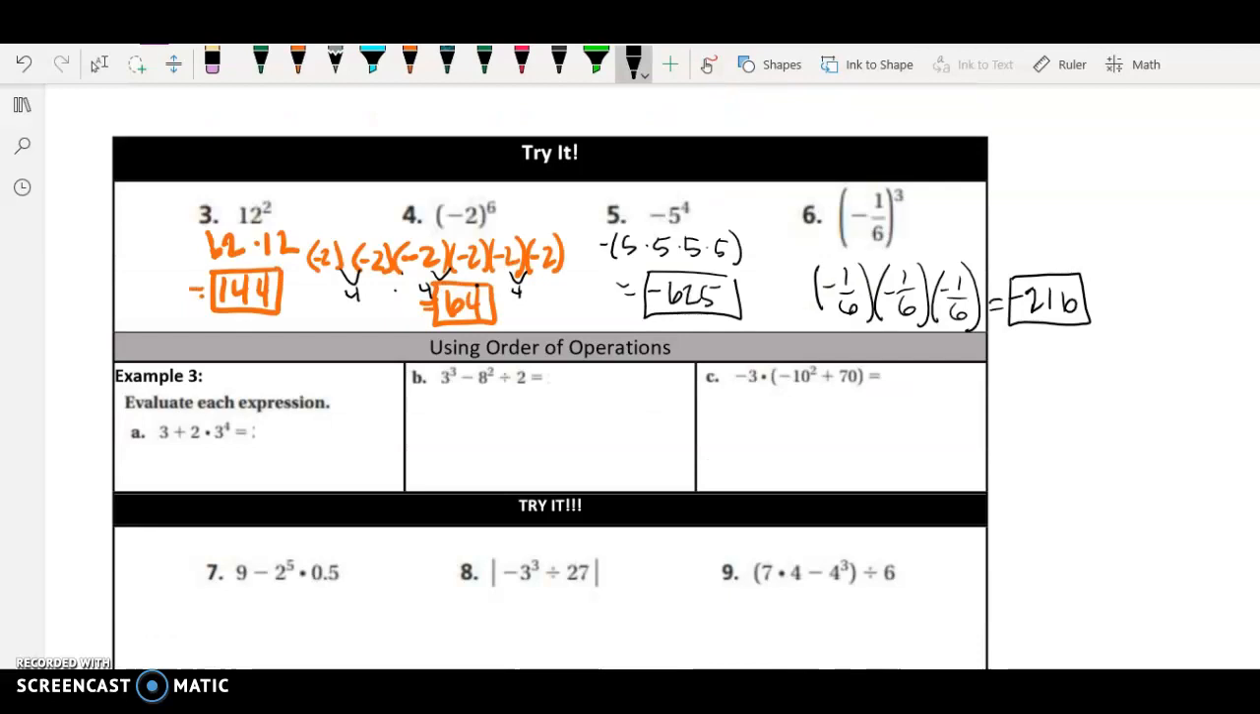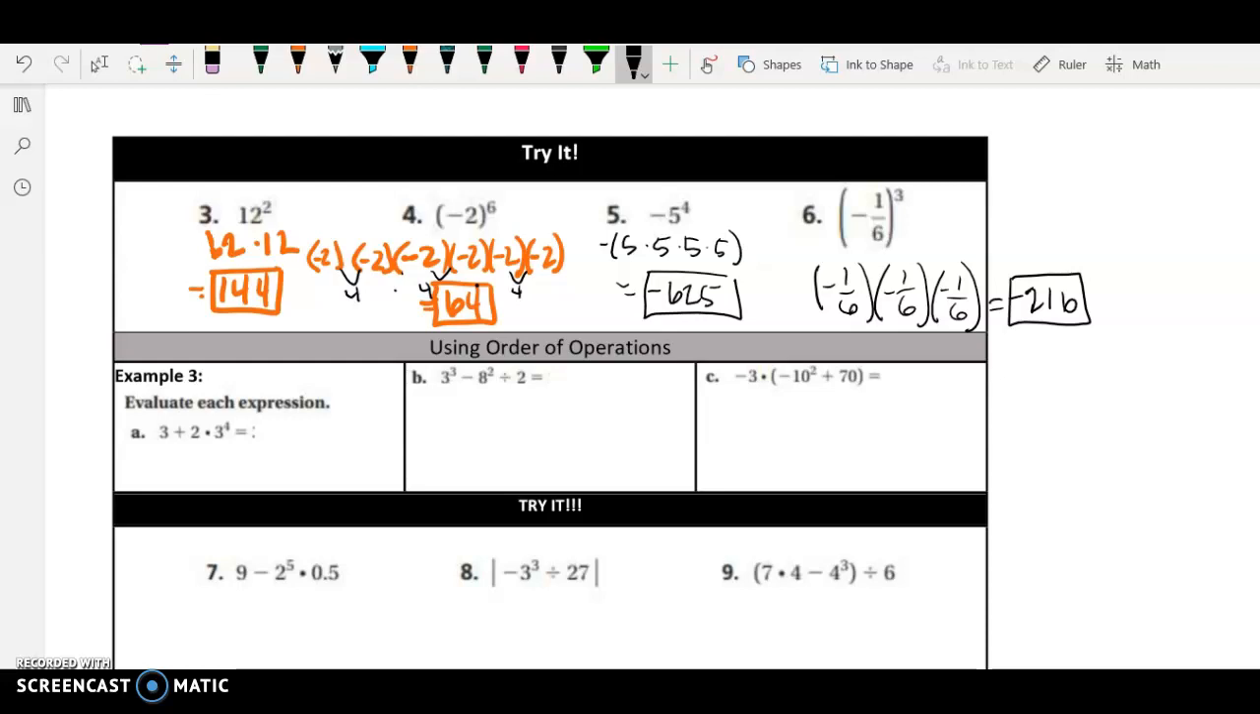For number 3, it's just 12 times 12, which is 144. For number 4, we have negative 2 to the 6th power, and the negative is on the inside of the parentheses, so we're going to multiply that negative 6 times as well. So we get positive 64.